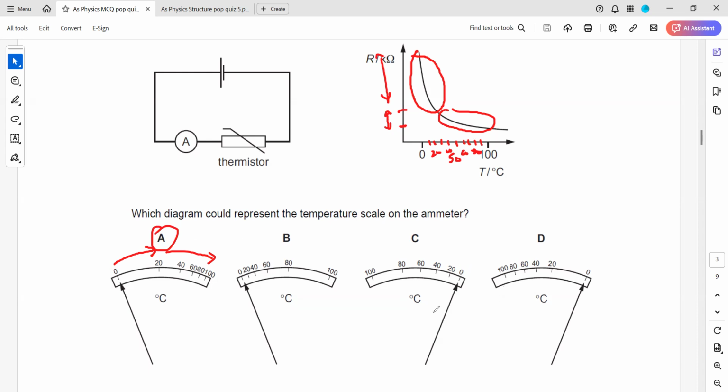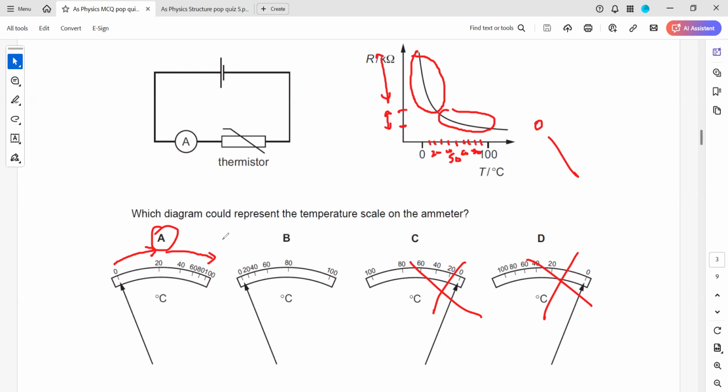Why are C and D wrong? Because with C and D, when an analog ammeter is there, the rule is that for analog ammeters, it will always start with a 0 on the left-hand side. So C and D do not place the pointer correctly. That's why they are wrong.